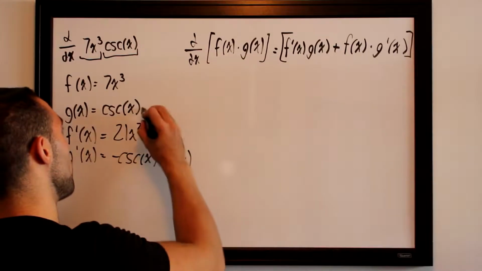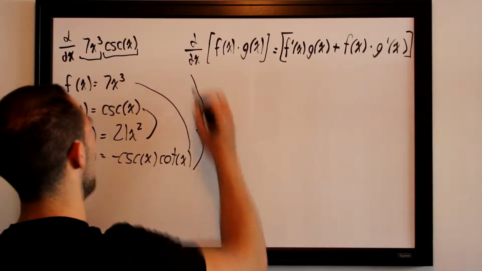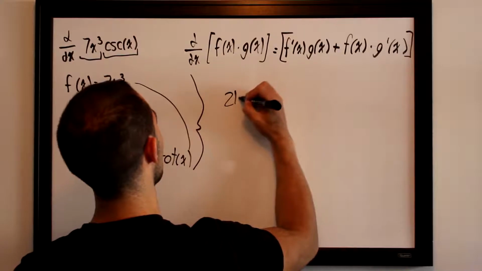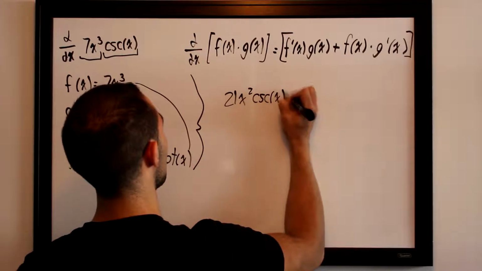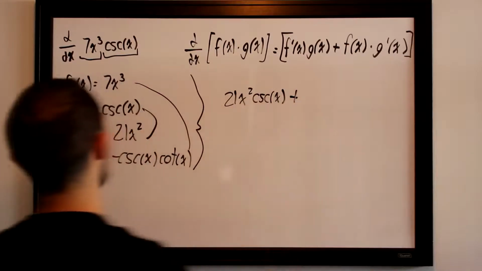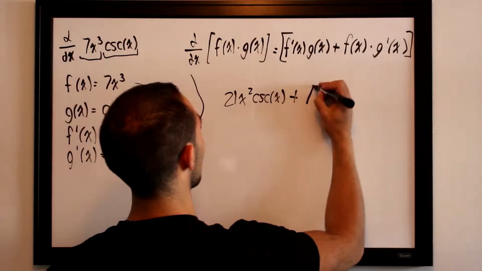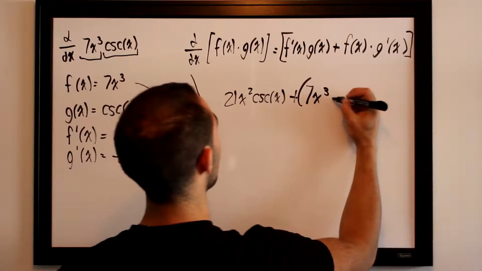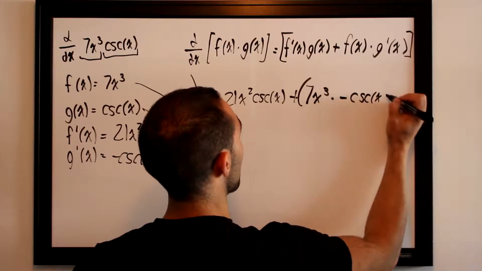Now it's just a matter of joining things together and then adding them up. So we multiply f prime times g and f times g prime, and we add it all up. So this will become 21x squared multiplied by cosecant of x. And then we add on whatever is left over here, which is going to be 7x to the third. Let's open our brackets over here, multiplied by negative cosecant of x times cotangent of x.